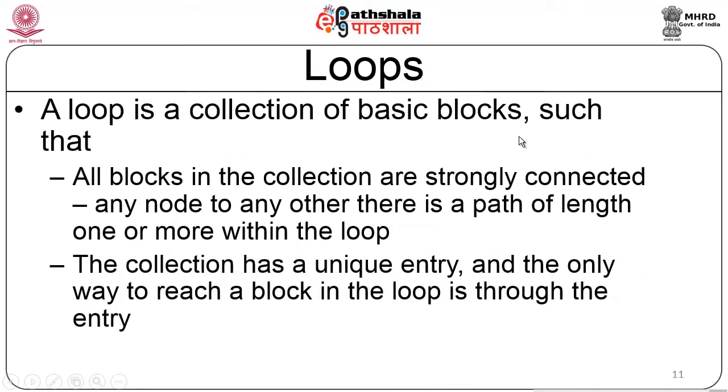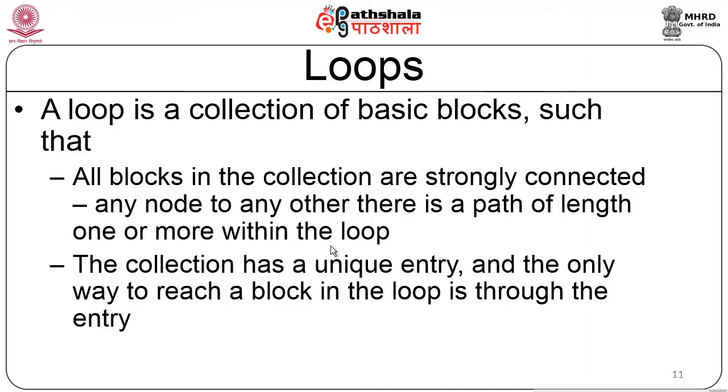In addition to that, you can define what is called a loop. A loop is typically looked upon as a collection of basic blocks such that all blocks in the collection are strongly connected. Any node to any other node, there is a path of length one or more within the loop; that is called strongly connected. And the collection has a unique entry, and the only way to reach a block in the loop is through that particular entry. So I am talking with reference to the control flow graph, where it can be a strongly connected loop or a weakly connected loop.